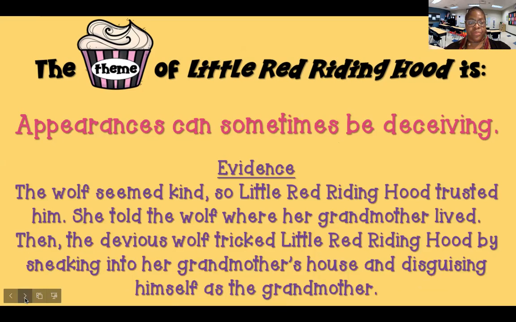Evidence. The wolf seemed kind. So Little Red Riding Hood trusted him. She told the wolf where her grandmother lived. Then the devious wolf tricked Little Red Riding Hood by sneaking into her grandmother's house and disguising himself as the grandmother. That's very sneaky.